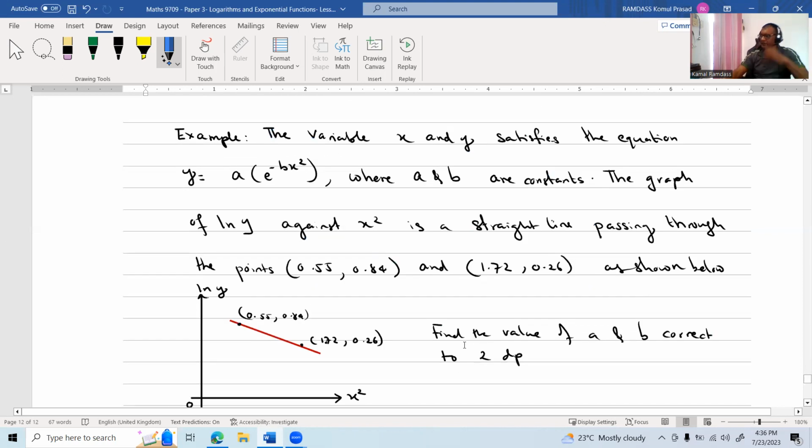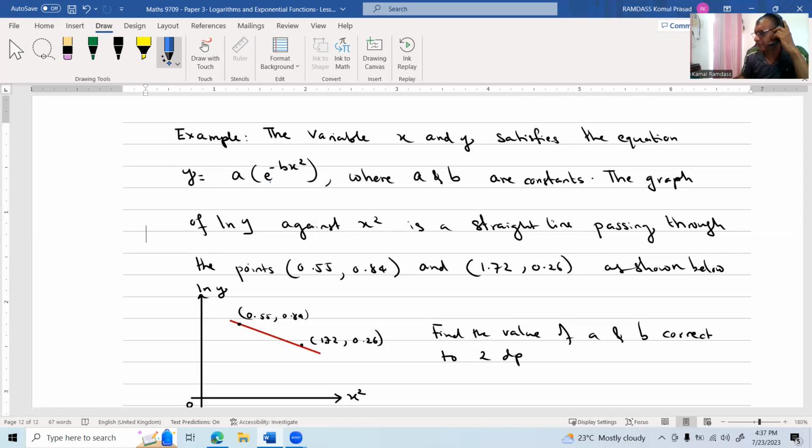We have an example. The variables x and y satisfy the equation y = a times e to the power of minus bx squared, where a and b are constants. The graph of ln y against x squared is a straight line passing through the points (0.55, 0.84) and (1.72, 0.26). As shown, find the values of a and b correct to two decimal places. Two points on a straight line are asked for.